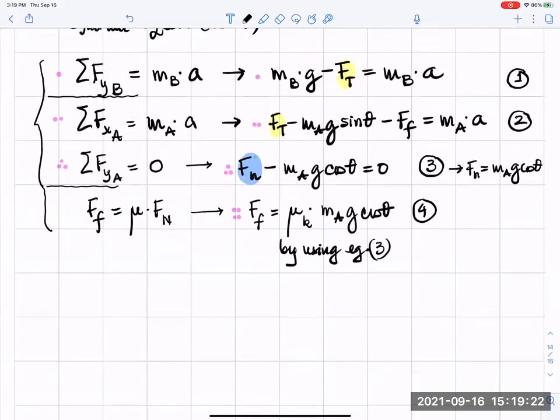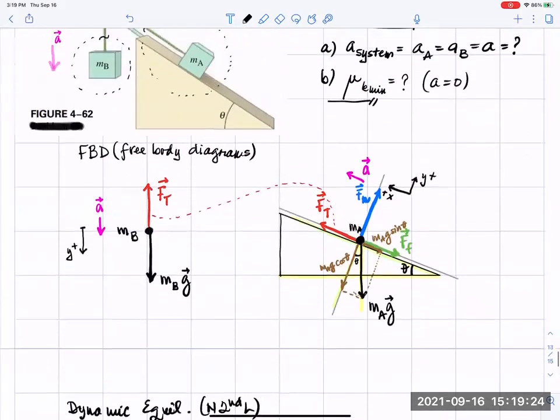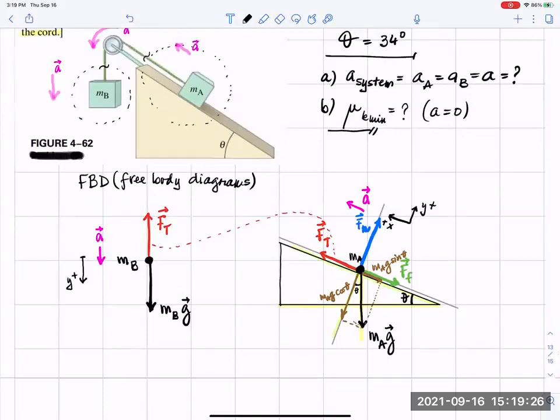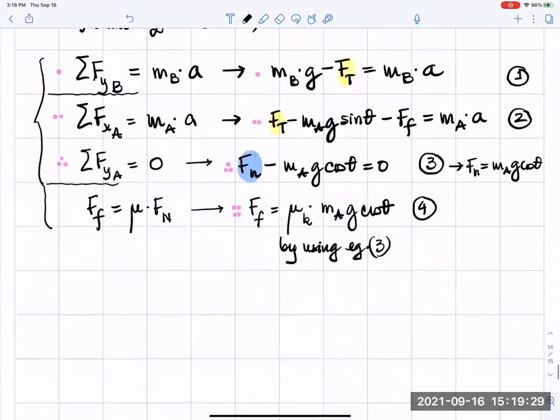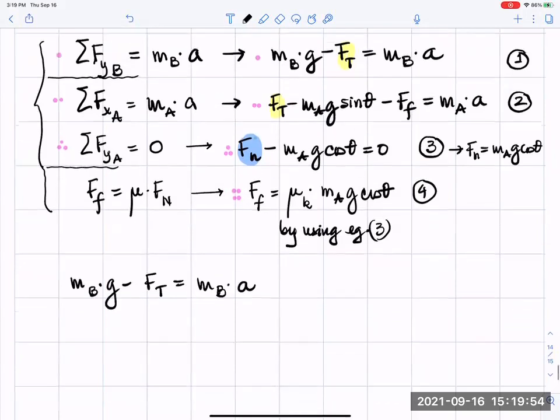If I am looking at equation 1 and 2, because they are asking us how much is the acceleration of the system, I can do elimination between 1 and 2, right? Because if I add them, the tension force goes away. And then I can just simply calculate the acceleration. So I'm going to copy equation 1. So MB G minus force of tension equals the mass of body B times acceleration of the system.